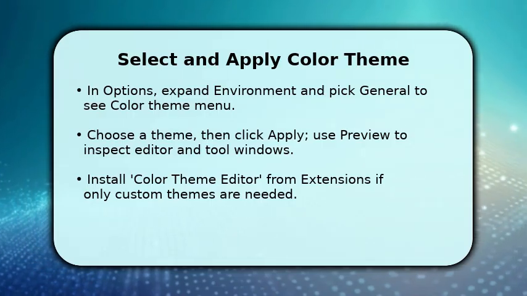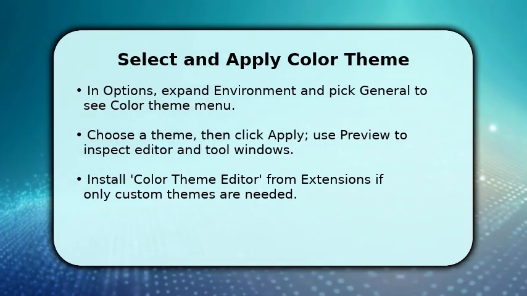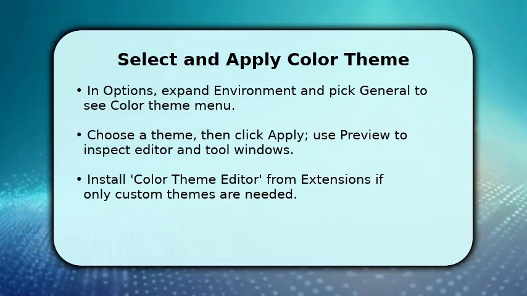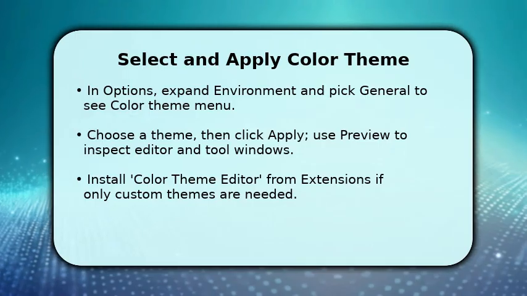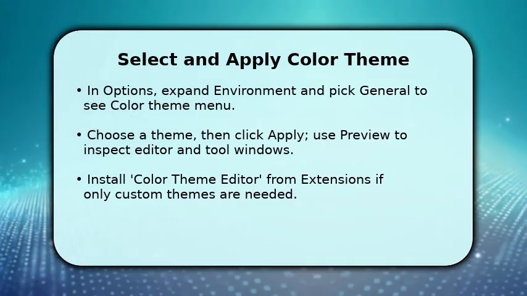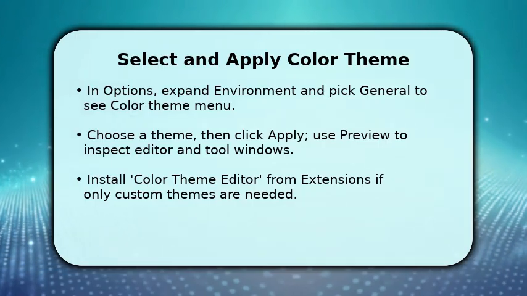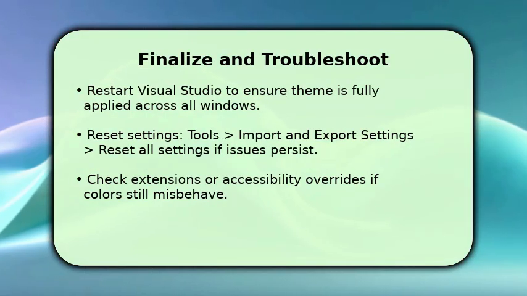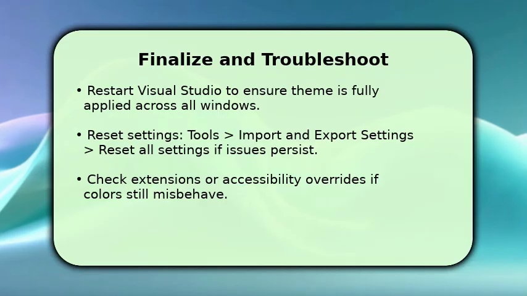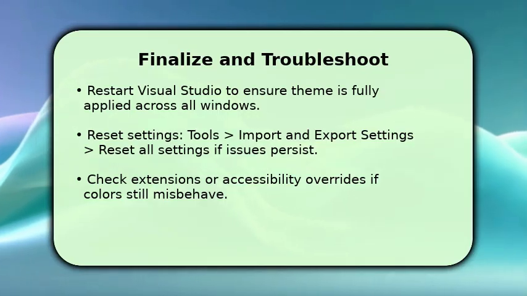If you need a custom palette, go to Extensions, Manage Extensions, and install the color theme editor, then restart Visual Studio to load it. Once installed, use that extension to import or create themes and return to Options to pick your new choice. To finalize, restart Visual Studio so the theme propagates into all components and tool windows.